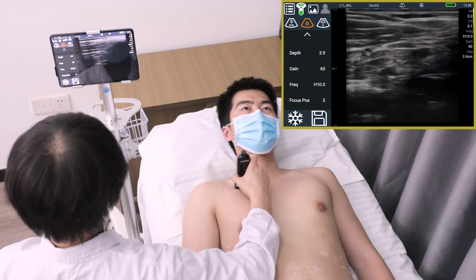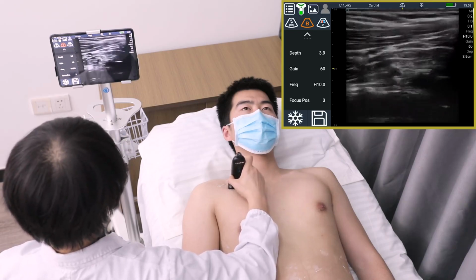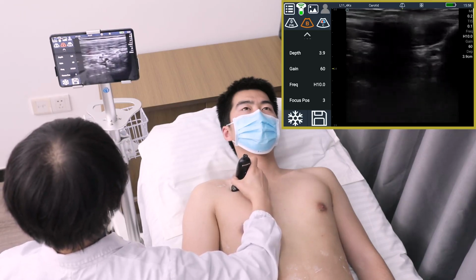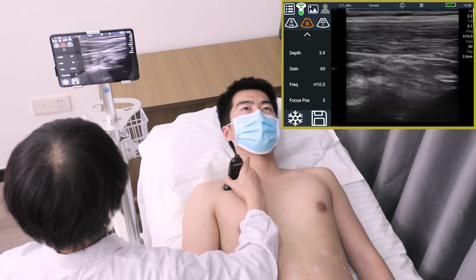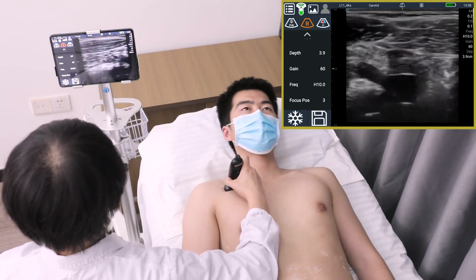The subclavian vein can be seen under the clavicle. It is easy to squash under pressure, and it can be judged whether the tube wall is elastic, whether there is thrombus, whether the shape is normal, and whether the blood flow is unobstructed.